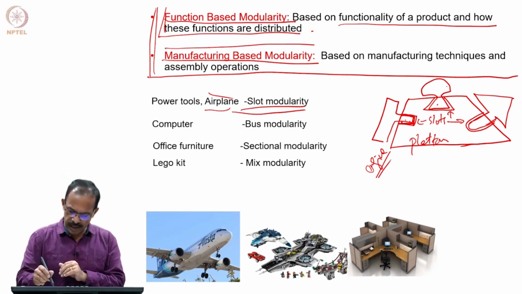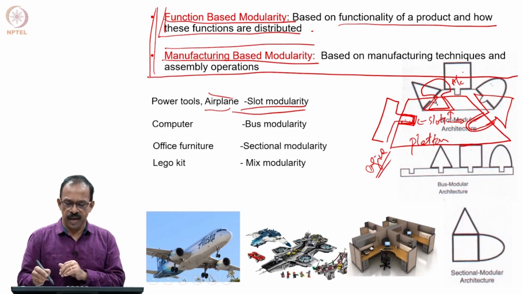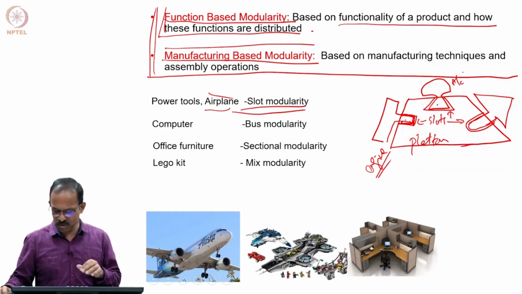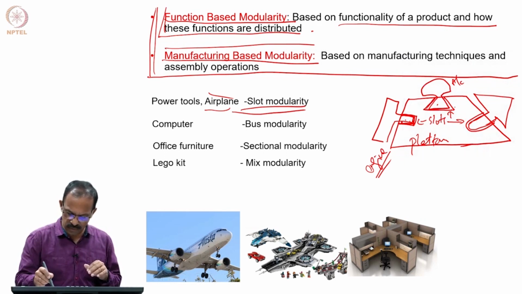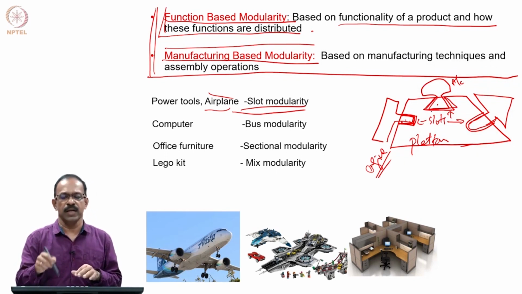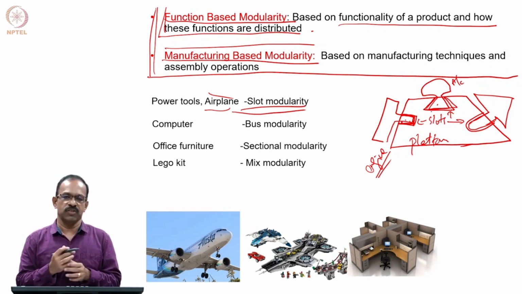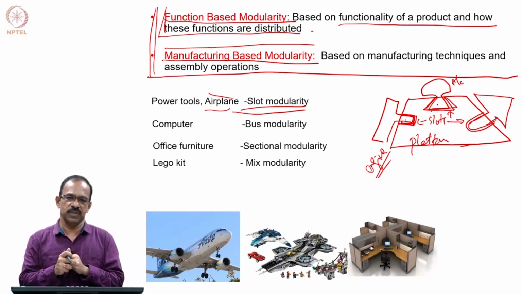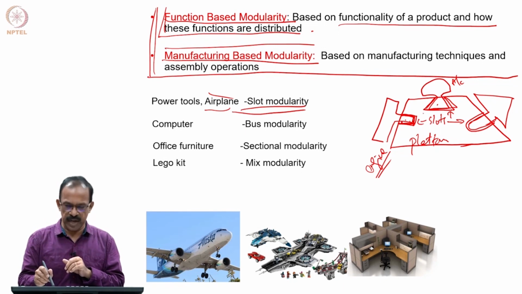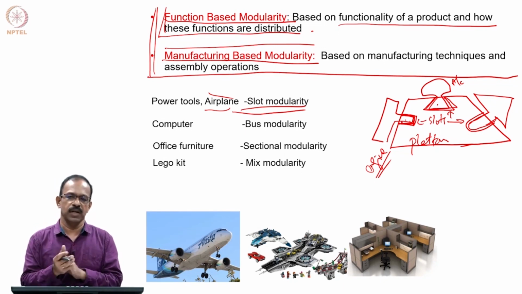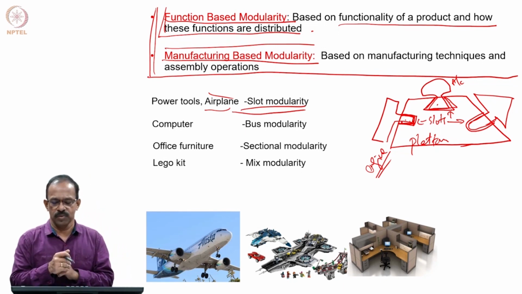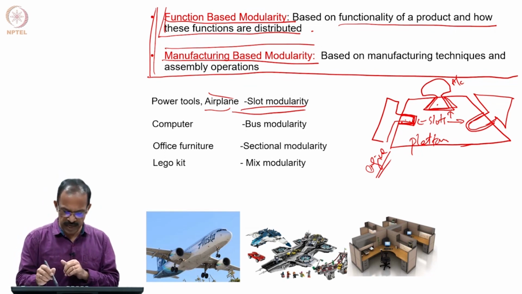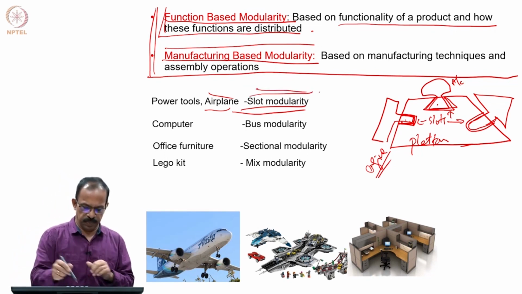Similarly, you have an air conditioning system, and any air conditioning system which has a slot to suit this product can be fit into it. It does not matter who is manufacturing it or what the other specifications are, as long as it matches the slot that is available, you will be able to fit it into this product. That kind of modularity is known as slot modularity.